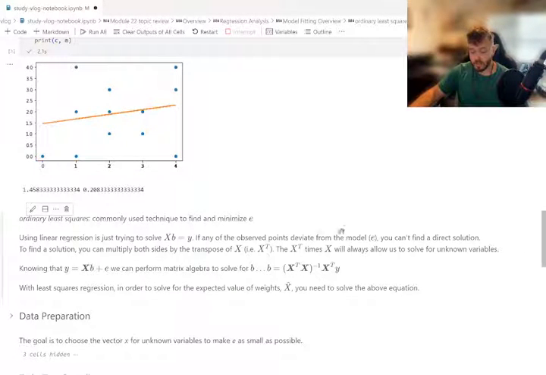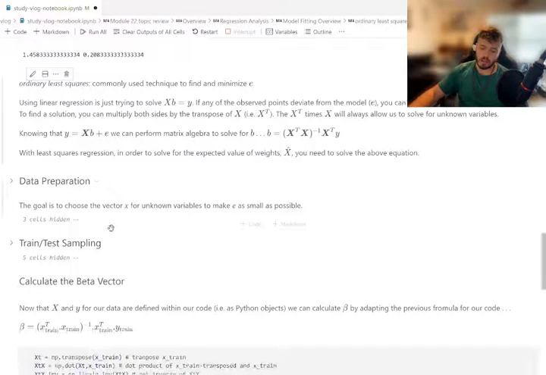So with least squares regression, what we're trying to do is solve for the expected value of weights, which is notated as x hat, which you need to solve the above equation. You need to solve for beta in order to calculate x hat. So that's what we're about to do.